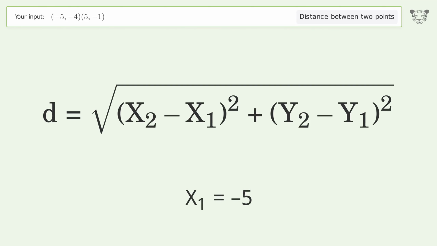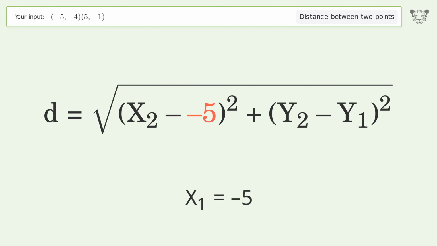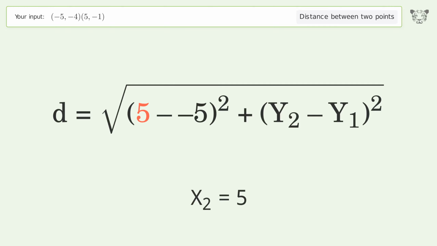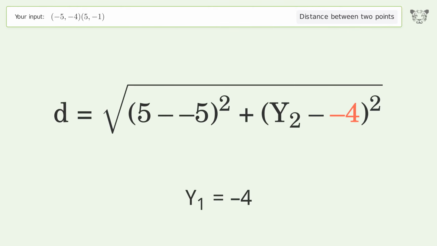x1 equals -5. x2 equals 5. y1 equals -4. y2 equals -1.